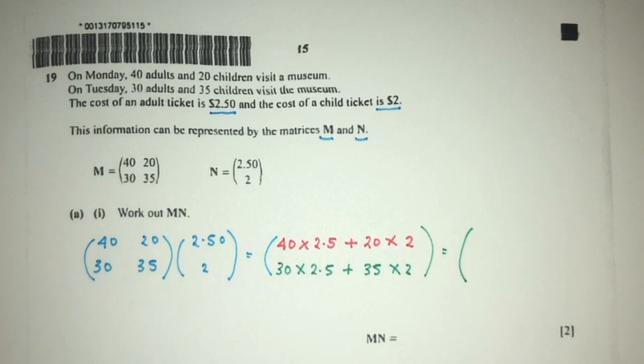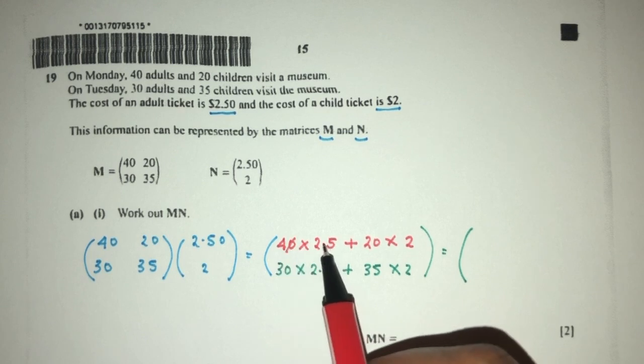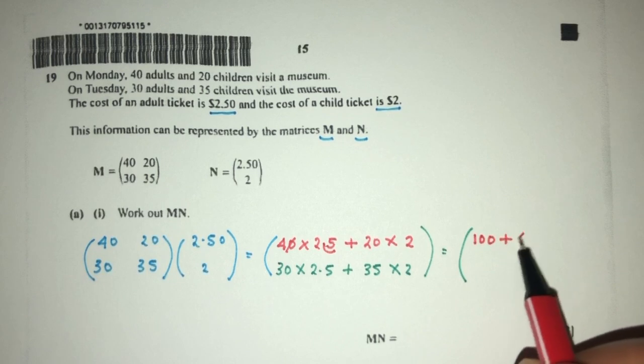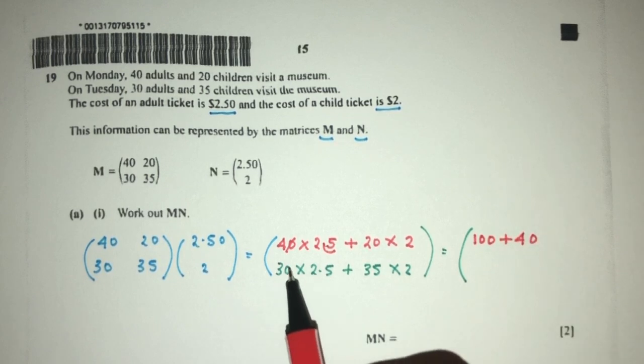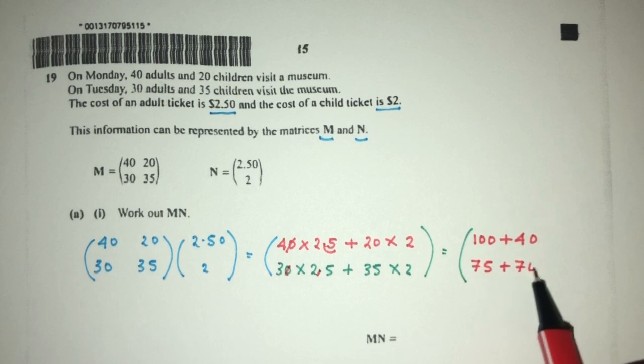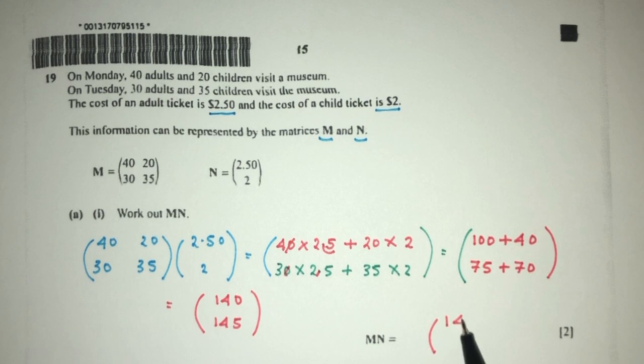That will give you what? First one, this will cancel out the decimal place. So 4 times this will be 100 plus 40. And this will cancel out as well. That will be 75 plus 70. Right, so your answer will be 140 and 145. That will be your value for the matrix product MN.